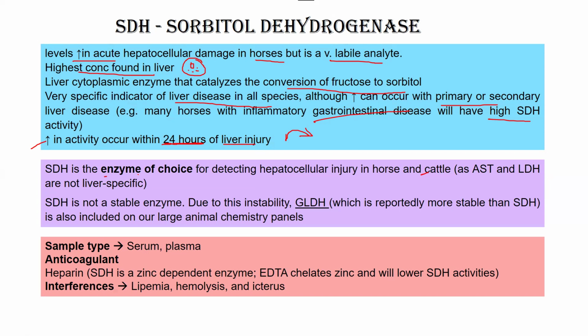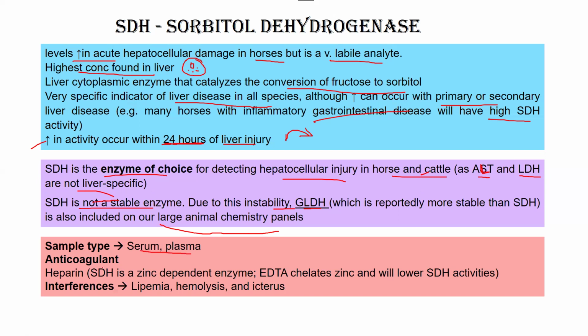SDH is the enzyme of choice for detecting hepatocellular injury in horse and cattle, as it should be ALT, not AST, as ALT and LDH are not liver specific in large animals, but in pets they are. But SDH is not a stable enzyme due to its instability. GLDH or GDH, which we studied in the previous slide, being more stable, is also included in our large animal chemistry panels.